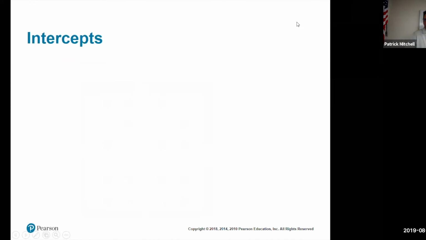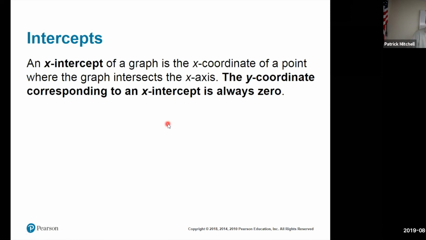Okay, so next is intercepts. You have x-intercepts and y-intercepts. So the most important thing to remember, and you'll hear me say this over and over again, really anytime we're graphing, the x-intercept of a graph, well, first of all, that's the point where the graph intersects the x-axis. The way that you find that point is to set y equal to 0. Notice the y-coordinate of an x-intercept is always 0. And that's because it sits right on the x-axis. It doesn't move up or down.